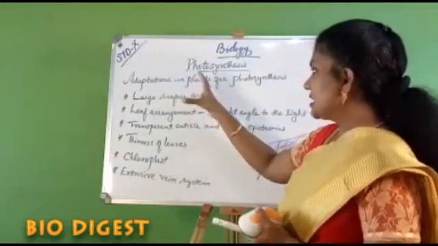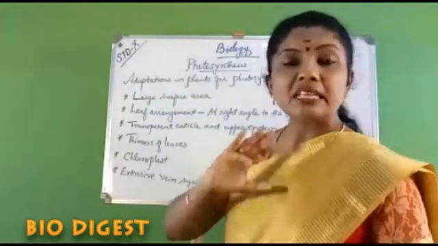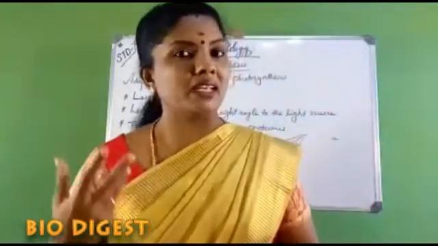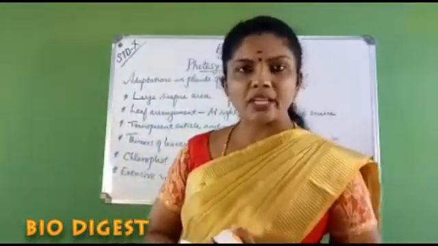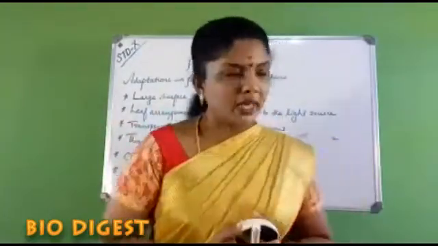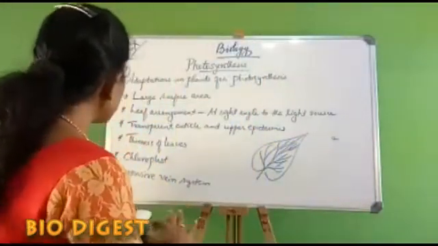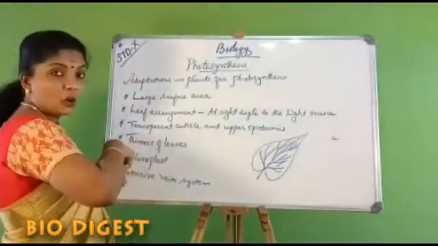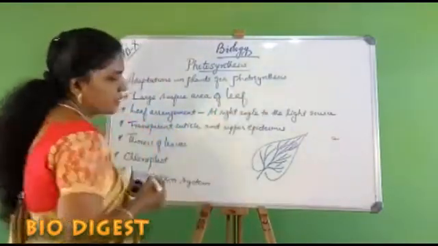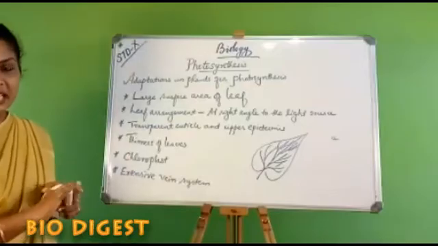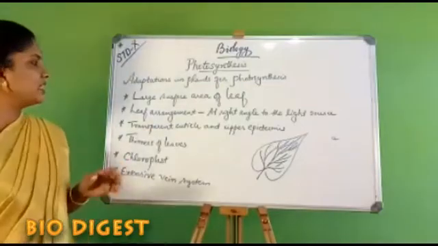So adaptations in plants or adaptations in leaves. Sometimes the question will be like this: what are the adaptations in leaves for carrying out photosynthesis? Don't get confused, it is the same. So all these are the adaptations. One is large surface area of the leaf for absorbing maximum sunlight.